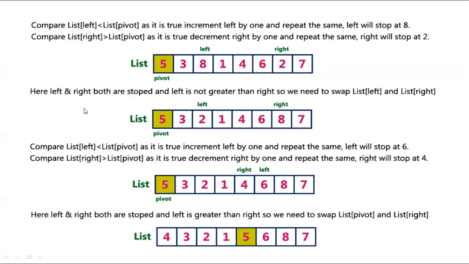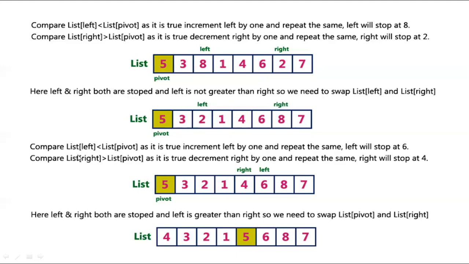Next, left and right both are stopped and left is not greater than right. Yes or no? Left equal to 2, then right equal to 7. Clear? We need to swap list of left and list of right. So then here simply 5, 3, 2, 1, 4, 6, 8, 7. Here simply left and right elements are swapped.